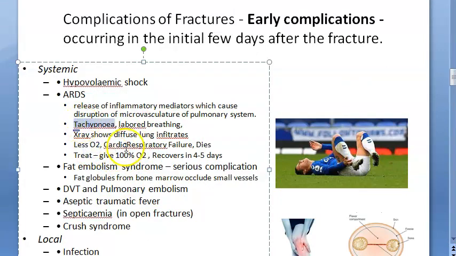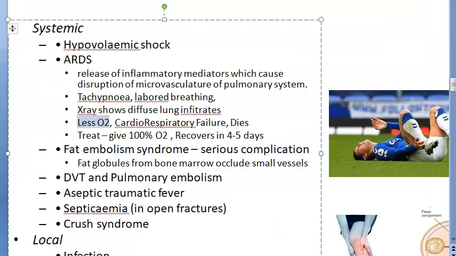There will be tachypnea, that is he will breathe fast, and there's labored breathing. If you take an X-ray, you can see that there are diffuse lung infiltrates. There is less oxygen, right? Arterial oxygen will be less, and this person can go into cardiorespiratory failure and he can die. So how will you treat? You will give this person 100% oxygen and he can recover in 4 to 5 days.